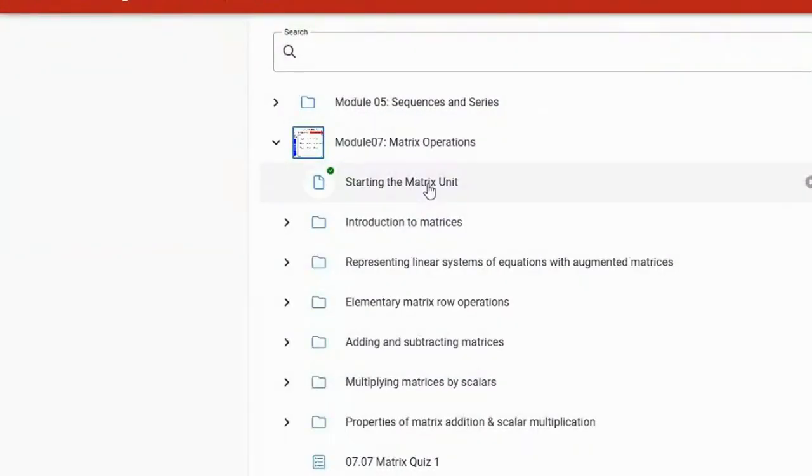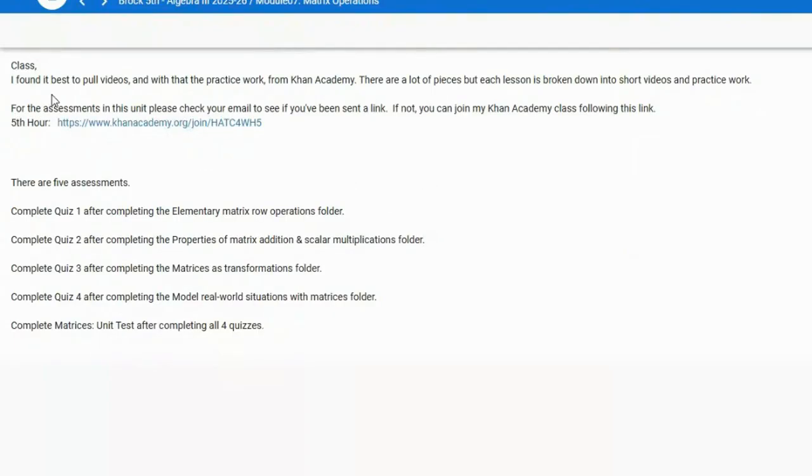When you go to this in Buzz, it says we're using Khan Academy, and here's the link. All right, thanks, Peyton. Here is the link, and there's like 4 assessments and a final test. So what I want to do is give a minute or two. I want everyone to log into Buzz and click on this link under starting the matrix unit to make sure you're logged in to Khan Academy.